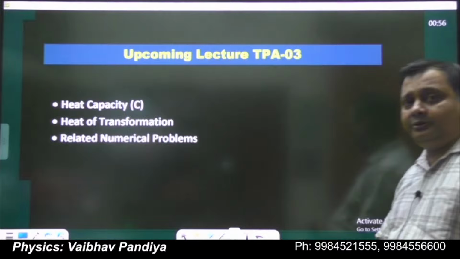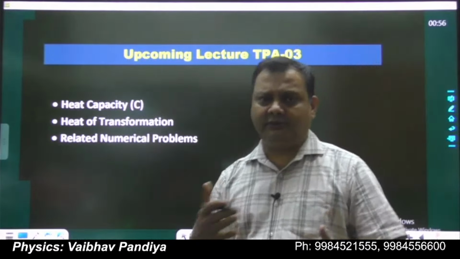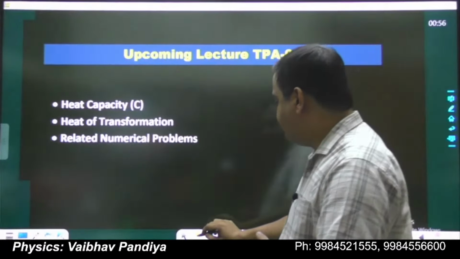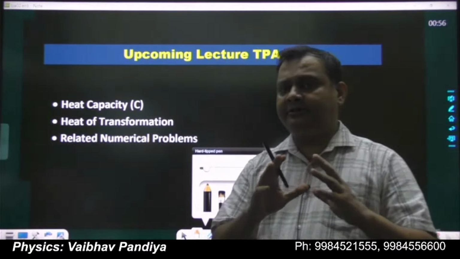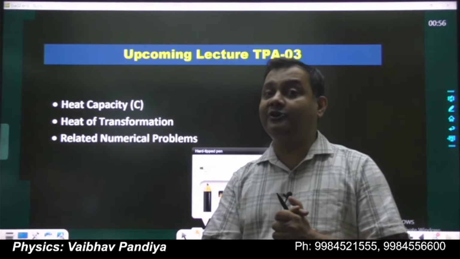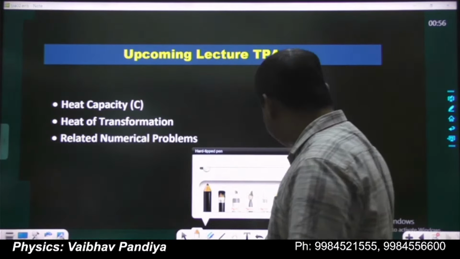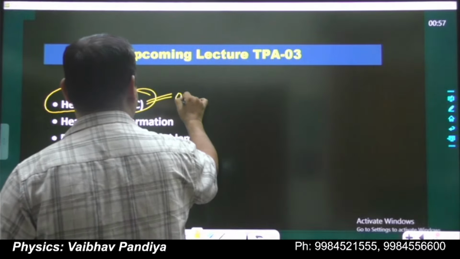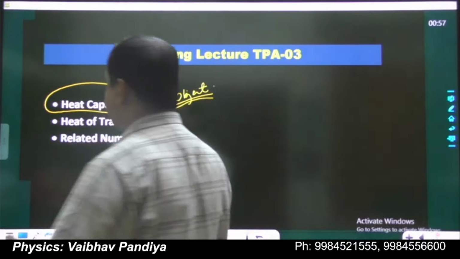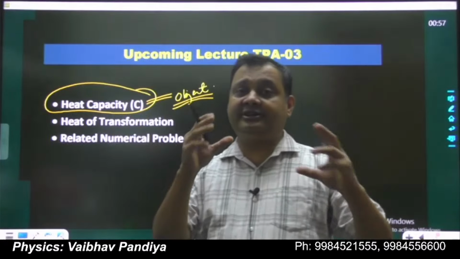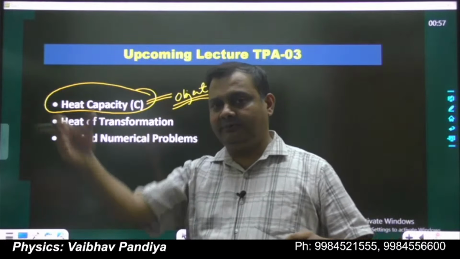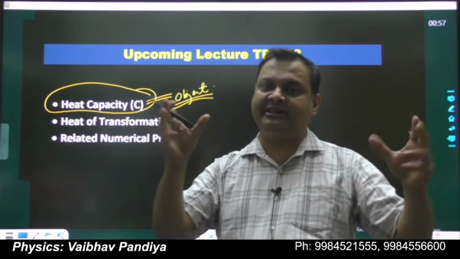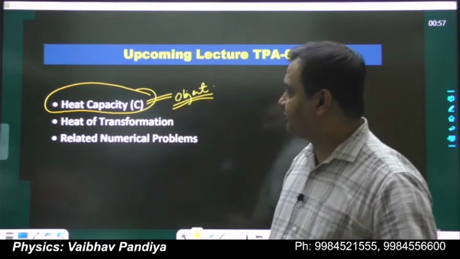So that's the end of your lecture TPA02. Now let's have some idea for the upcoming lecture TPA03. In TPA03, today we have seen the meaning of specific heat, which is the property of material of the substance. In the next lecture, we will explore the topic of heat capacity, capital C, which will be the property of not the material, but particular object. Like we say specific heat of copper, specific heat of water, but when we talk about heat capacity, we say heat capacity of beaker, heat capacity of rod, heat capacity of coin, because that is the property of the object.